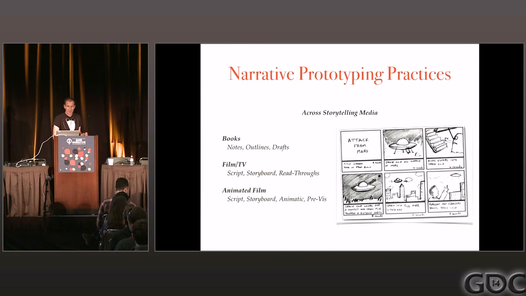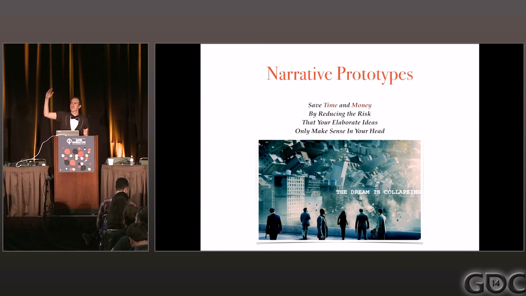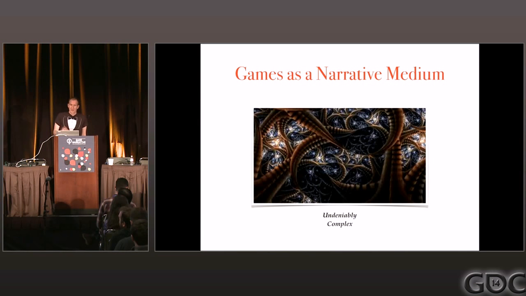All of these narrative prototypes address huge risks and then smaller and smaller risks, because these elaborate ideas that people have for their stories only make sense in their head. So games, as a narrative medium, are undeniably complex. They have everything that animated movies have and more. You have to make all your pieces from scratch very often, to turn an idea into art and sound and animation and logic. But that's not the biggest risk in your game narrative.